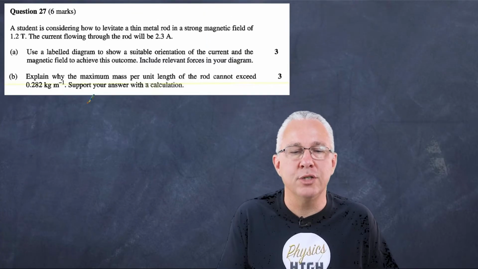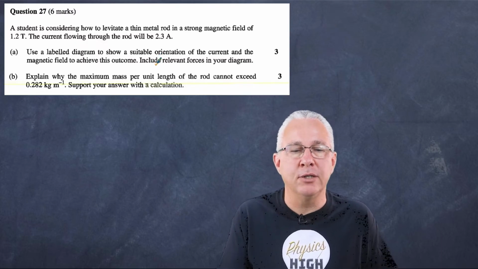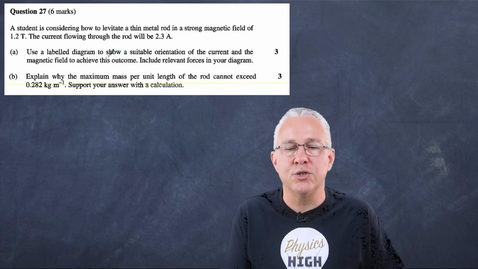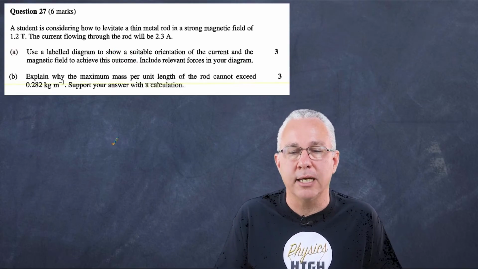Question 27. A student is considering how to levitate a thin metal rod in a strong magnetic field of 1.2 Tesla. The current flowing through the rod will be 2.3 amps. And it says use a labelled diagram to show a suitable orientation of the current and the magnetic field to achieve this outcome. Include relevant forces in your diagram.